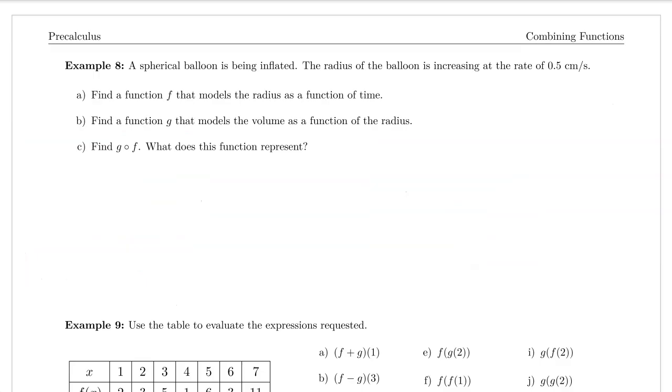Example 8 says a spherical balloon is being inflated. The radius of the balloon is increasing at the rate of 0.5 centimeters per second. Part A says find a function f that models the radius as a function of time. So our function is going to be f of t equals 0.5t. Here t represents the time in seconds, and f of t represents the radius of the balloon after t seconds.